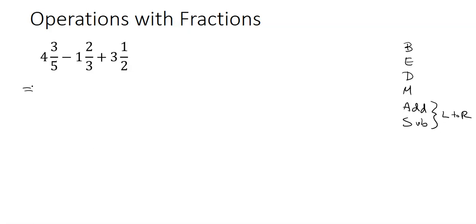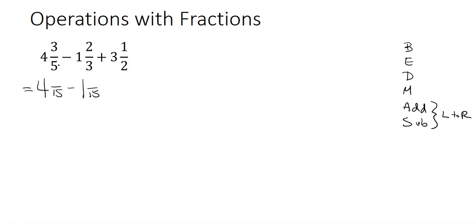We can leave everything as mixed numbers because we're adding and subtracting. We don't need to convert to improper. But we do need to have a common denominator. And so when I add these first two fractions together, I have a 5 and a 3. I need a common denominator of 15. So that'll be my first step.